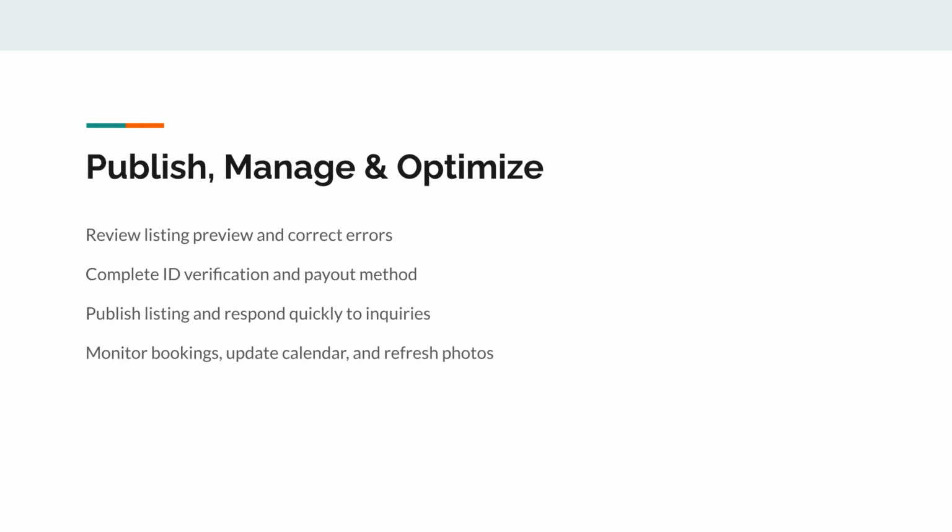Review your listing preview and correct any errors. Complete ID verification and set up your payout method. Once ready, publish your listing and respond quickly to inquiries. Remember to monitor bookings, update your calendar, and refresh photos regularly.